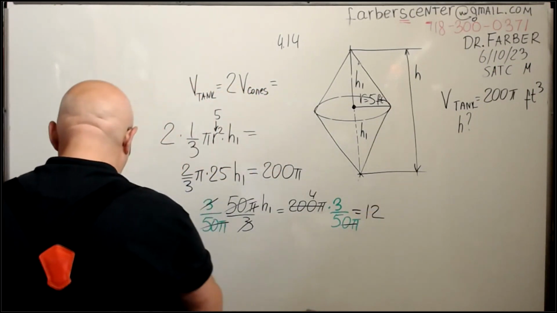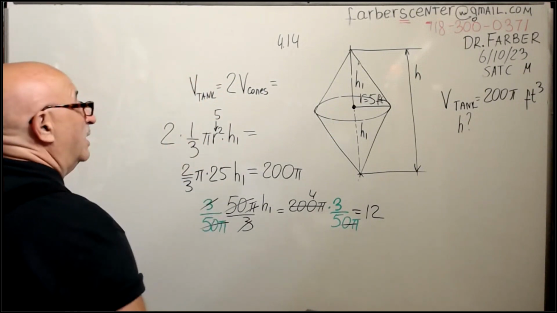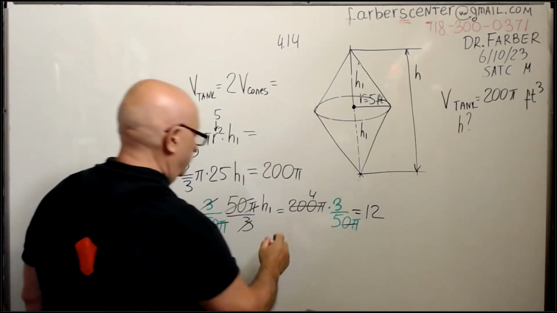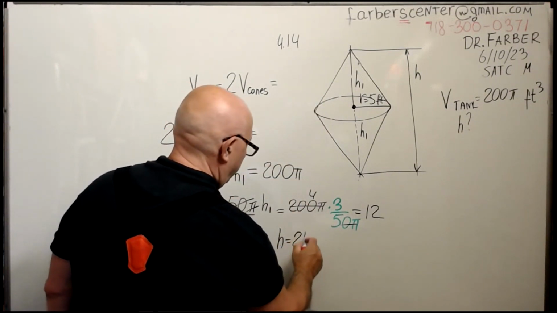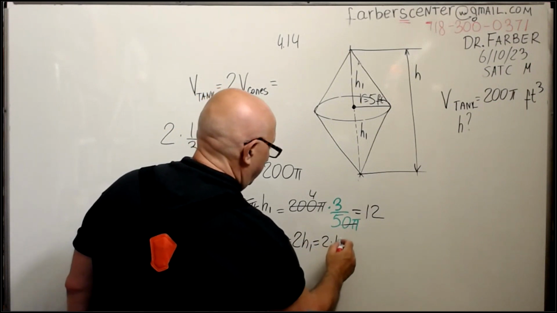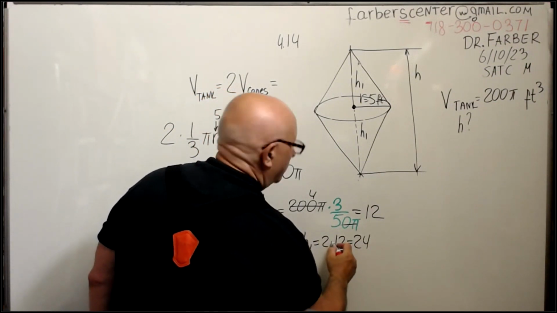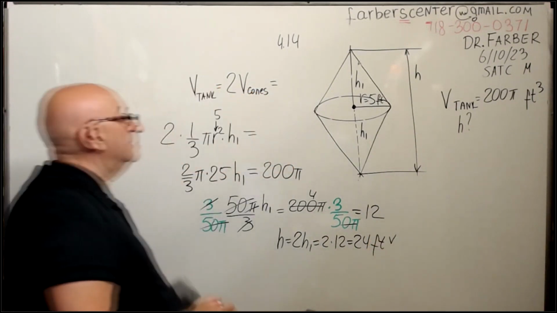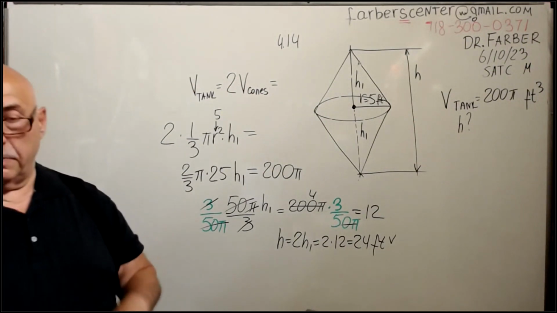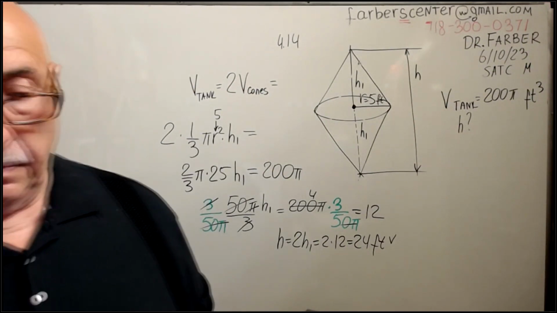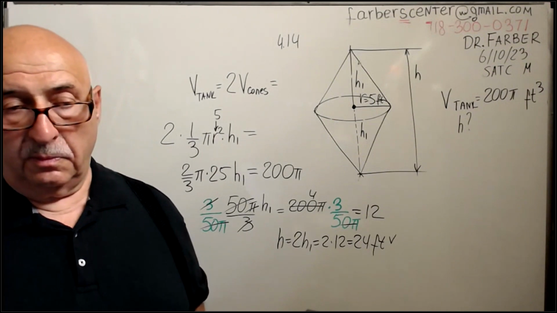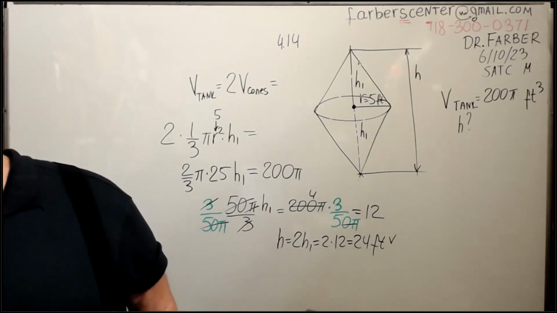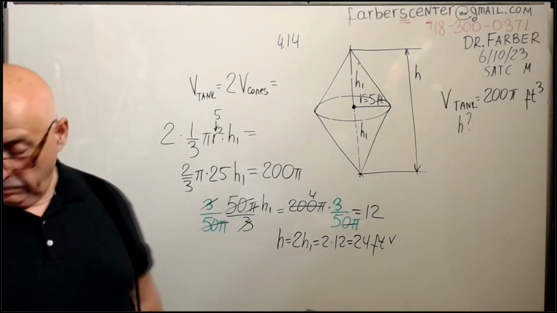4 times 3. Okay, but they ask you to find not H1, they ask you to find H. And this height H equals 2 times H1, 2 times 12, which is 24 feet. That's it. Do you understand 100% up to this point? Okay, excellent. David, A+, good. This is 14.